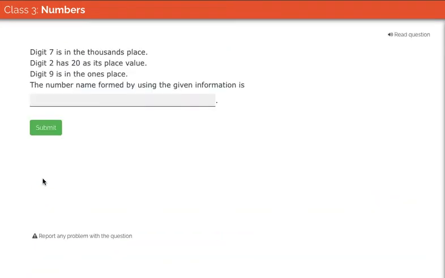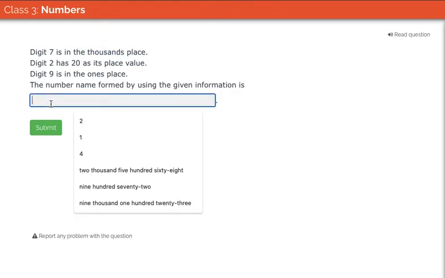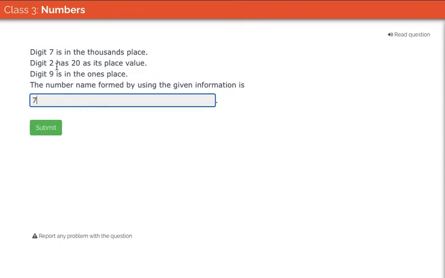Super. The digit 7 is in the thousands place. The 2 has 20 as its place value. So 9 is in the ones place. The number name formed by using the information is... So we can see 1000 is the biggest over here. So 7 will go first, which is standing for 7000. Next is 2 because it has 20 as its place.